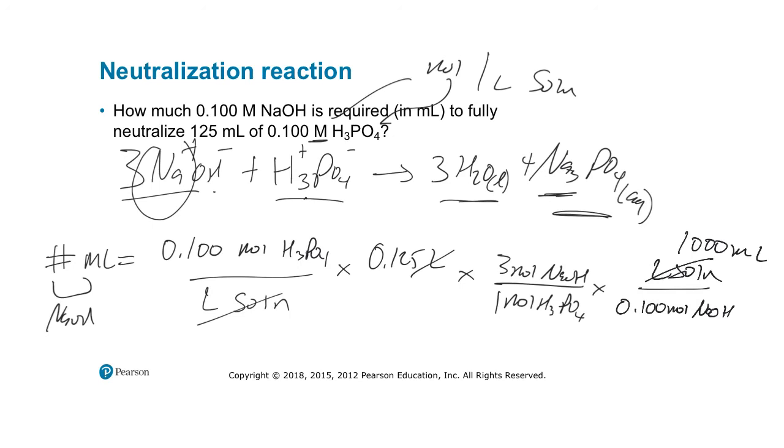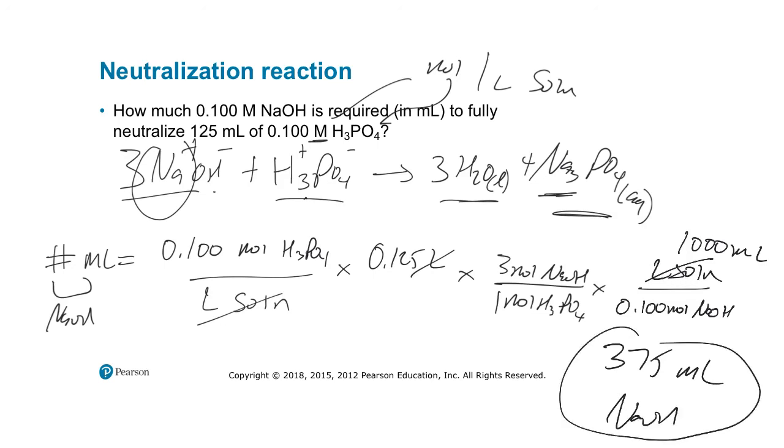So go 0.1 times 0.125 times 3. So I need 0.0375 moles of sodium hydroxide. I'm getting 0.1 moles per liter times 1,000. That's 375 milliliters of the sodium hydroxide solution is required to react with this acid.